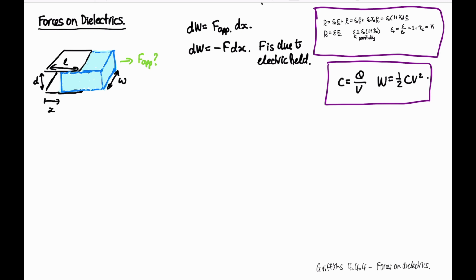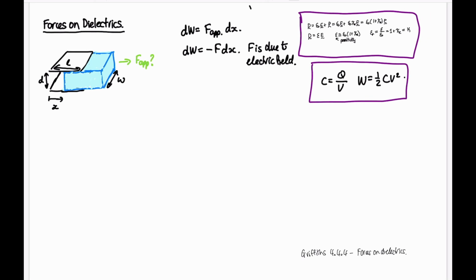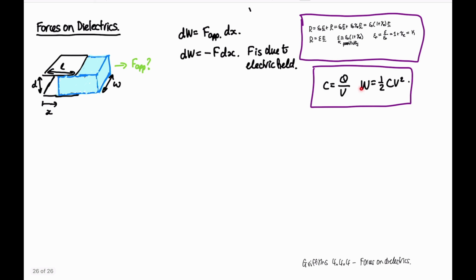So this would be fairly hard to calculate directly. But luckily, there's a kind of trick that we can use. We know how much energy is stored in the capacitor. We've calculated it before, and I've written it down here. The energy stored in the capacitor is given by a half C V squared. And if we think about the capacitance for this setup here, where we've got this dielectric, which is a distance x from this end of a capacitor plate.